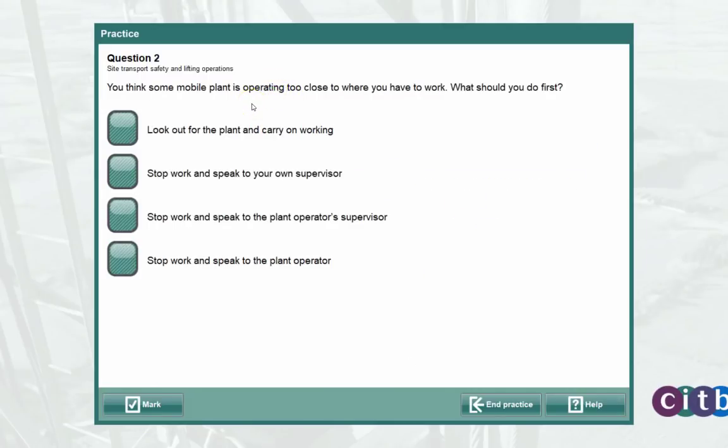You think some mobile plant is operating too close to where you have to work. What should you do first? Look out for the plant and carry on working. Stop work and speak to your own supervisor. Stop work and speak to the plant operator's supervisor. Stop work and speak to the plant operator.